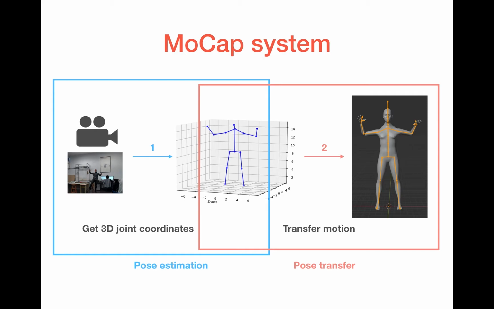So we have two main modules. One is the pose estimation. We note that our camera has no depth information, it's only an RGB image. Then we extract the 3D joints, and from these 3D joints we transfer this motion to our 3D model.